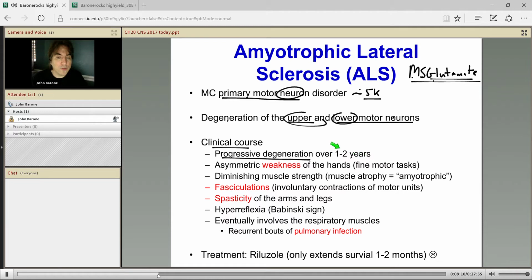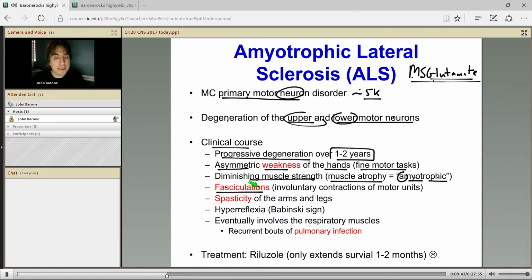Now, clinical course. This is a progressive degenerative disease, usually over 1 to 2 years. Again, most people are dead by 5. You get asymmetrical weakness, usually of the hands first. So hands, feet, you have trouble with fine motor tasks, trouble moving and doing stuff. They get diminished muscle strength. Yeah, so Lou Gehrig was dropping his bat. He was taking a swing and it would go flying because the muscles are basically atrophied. That's why they call it amyotrophic. Without muscle growth, the muscle atrophies instead.